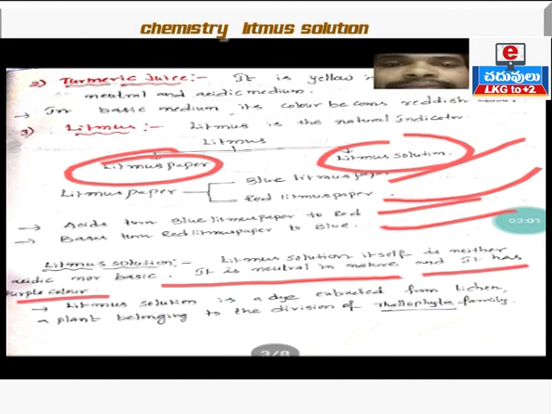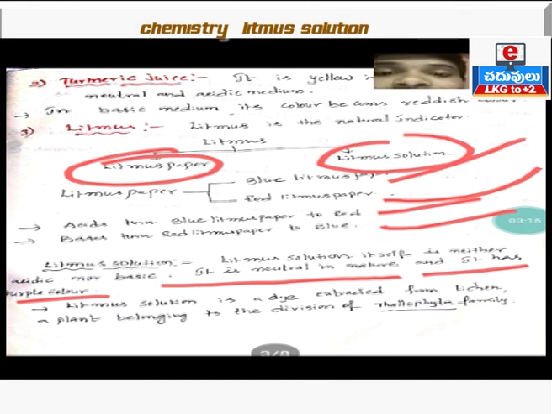What is the color of litmus solution? Purple. Remember that. The color of litmus solution is purple. Why? Because it is neutral. Litmus solution is neutral and it is purple in color. Remember that. What is the color of litmus solution? Purple. It is purple in color.